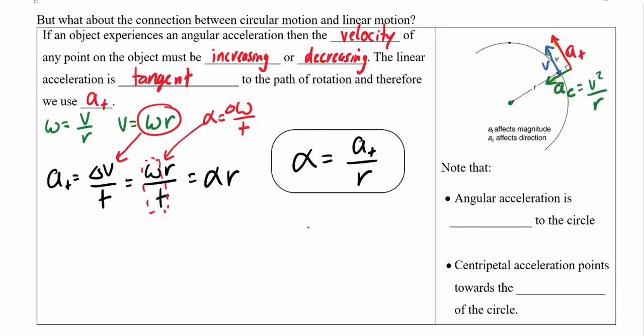Okay, so note again that the tangential acceleration is tangent to the circle, whereas the centripetal acceleration points towards the center of the circle.